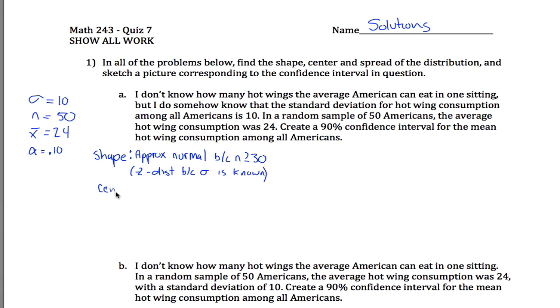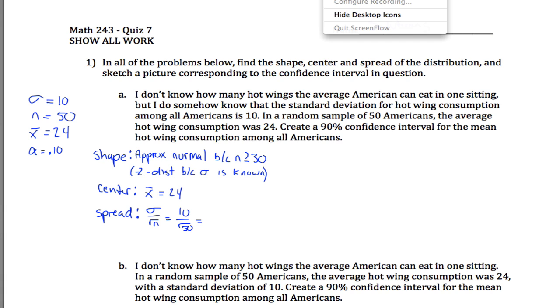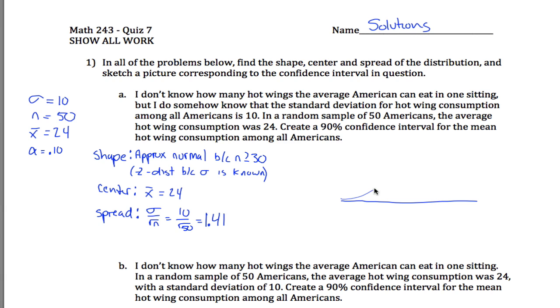My center is my point estimate, x bar, which in this case is 24. And my spread is sigma divided by the square root of n. Sigma in this case is 10, n is 50. So I've got to figure out 10 divided by the square root of 50. Alright, so I calculated that standard deviation, and now what I can do is draw a little picture of my confidence interval.